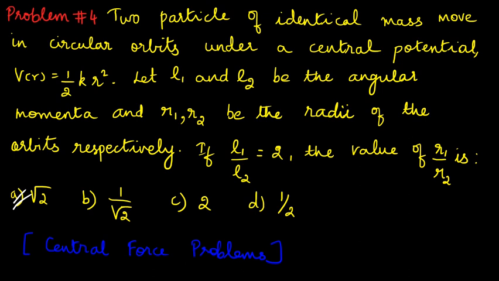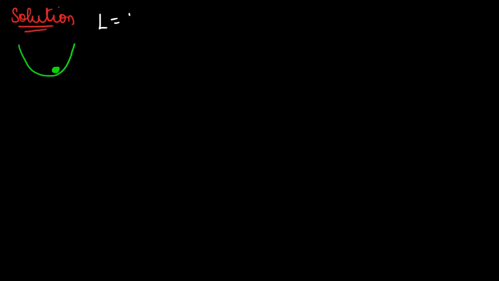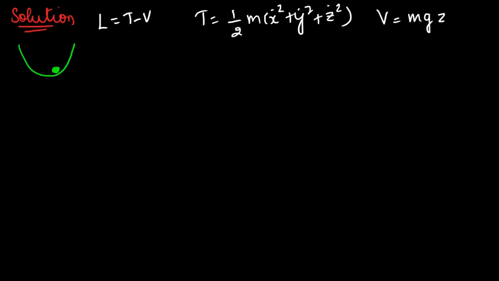Okay, so let us see our next problem. This is from the 5 marks section, and this is a very easy simple question. We have to find the Lagrangian over here, and we have a particle of mass moving inside a bowl, and the equation is given over here. Now we know that L is equal to T minus V, and T can be written as half m times x dot square plus y dot square plus z dot square, and V is written as mgz, because we have the equation with respect to z. So V is mgz.